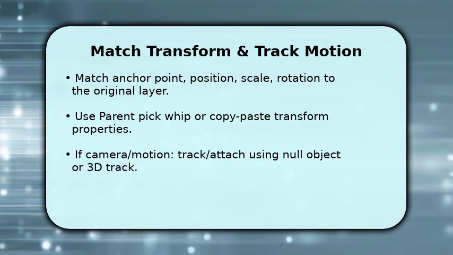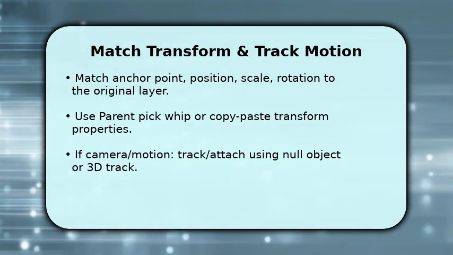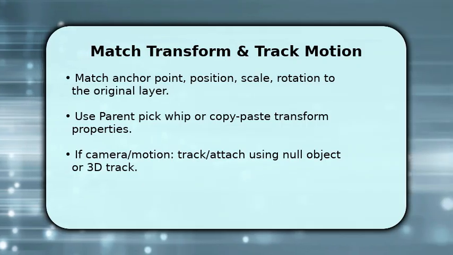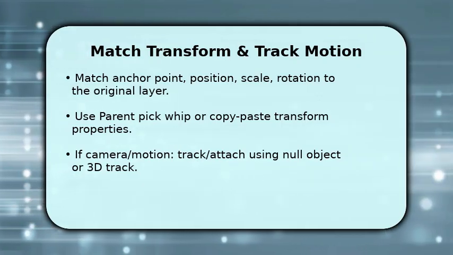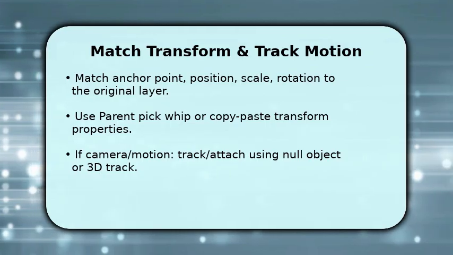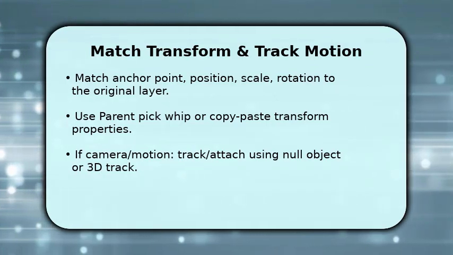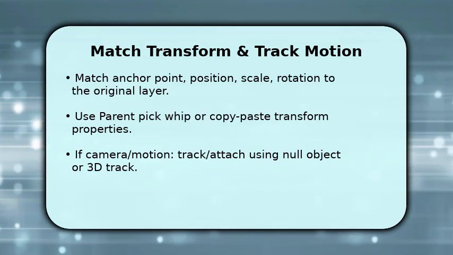If the shot moves, you must either parent the image to a tracked null or run a 2D/3D track on the original and link the replacement to the tracking null. Make sure motion blur and frame sampling match, because otherwise the replacement will float.